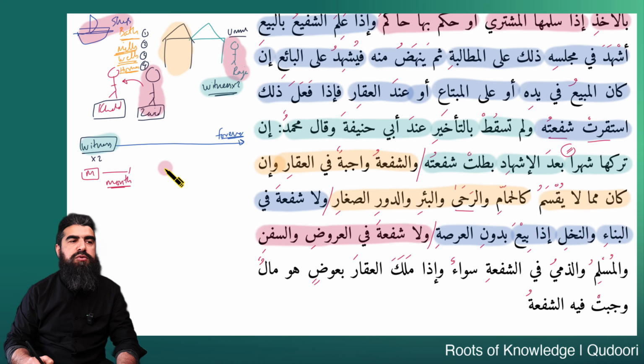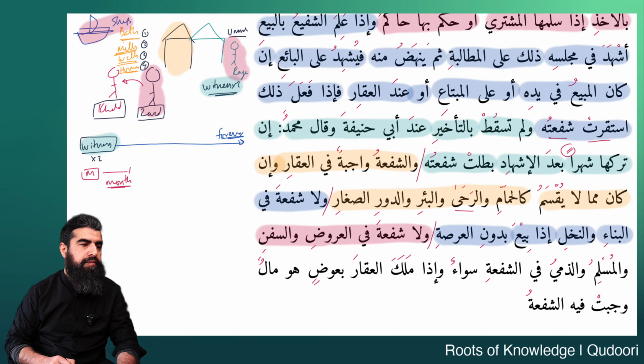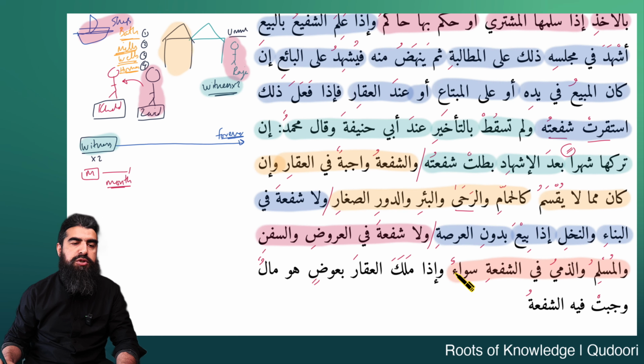Uncle Raja was a non-Muslim. This is basically what happens. So he says, وَالْمُسْلِمُ, a Muslim, وَالذِّمِّ فِي الشُّفْعَةِ, in regards to shuf'a, preemption, are equal. وَإِذَا مَلَكَ الْأَقَارَ, when a person has now owned the aqar, بِعِوَضٍ هُوَ مَالٌ وَجَبَتْ فِيهِ شُفْعَةٌ.